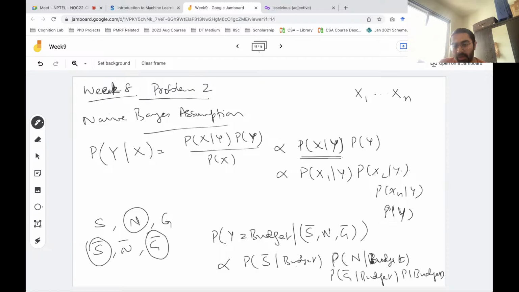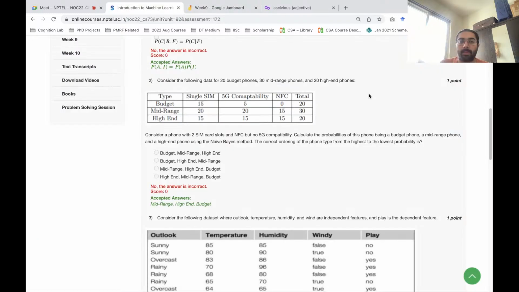How will you get them? First we'll go with the simplest one. What is the probability of budget, by the way, from this data set? How will you find out P of budget? Anyone? So 15 by 20, sir? 15 by 20, is it? It would be 20 by 70, right? Because what does this P of y stand for?